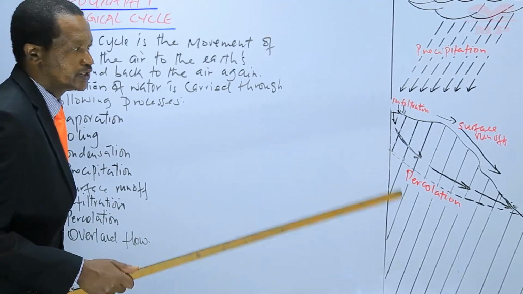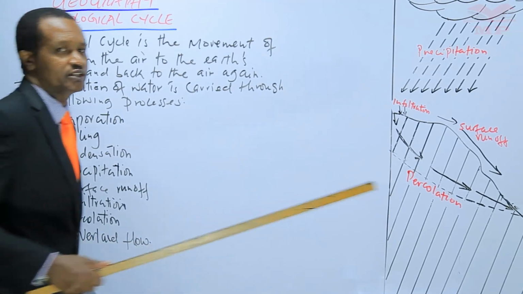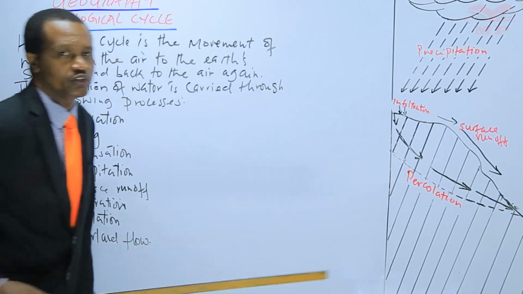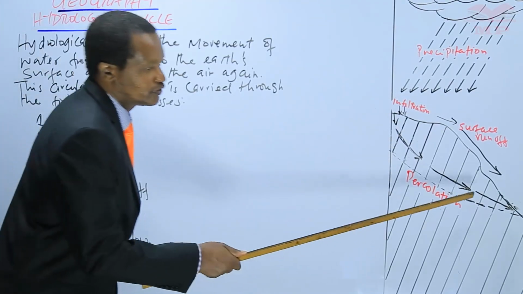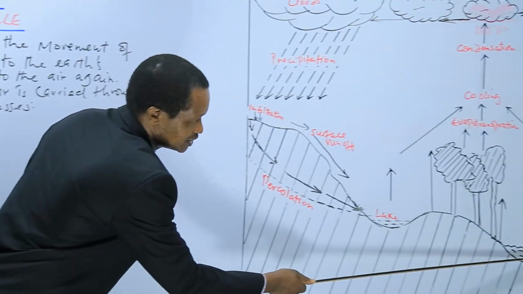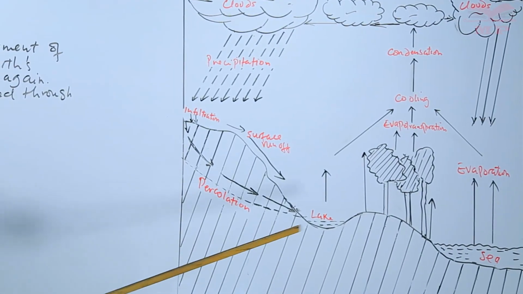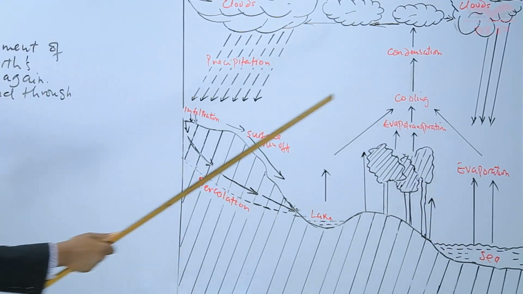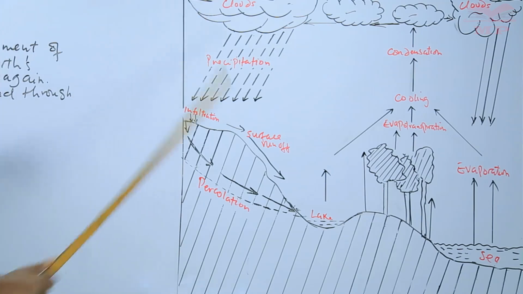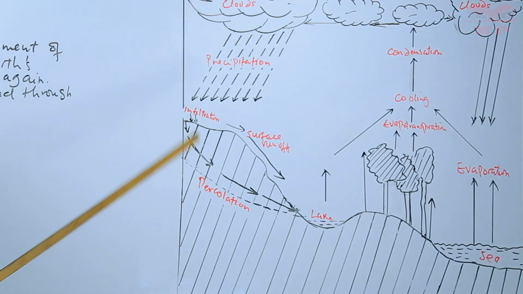Okay? So the river water flows back to the ocean. It flows back to the oceans and other drainage basins. It flows back to the ocean, learners, and the seas. And then evaporation takes place once again. So you can see at that point, learners, the hydrological cycle is complete.